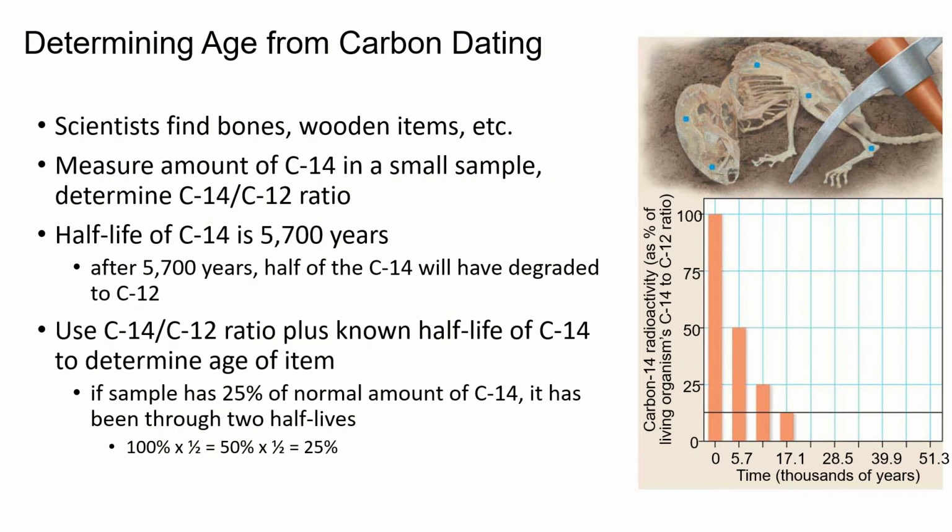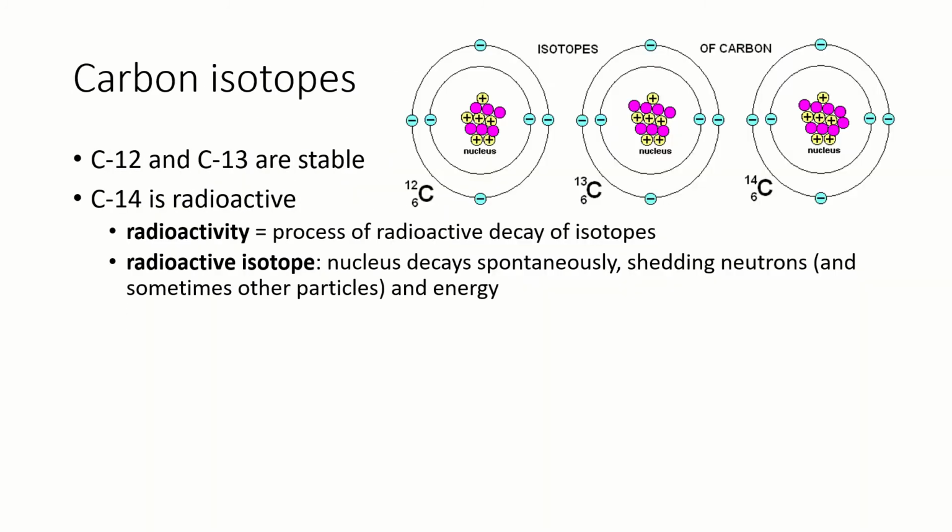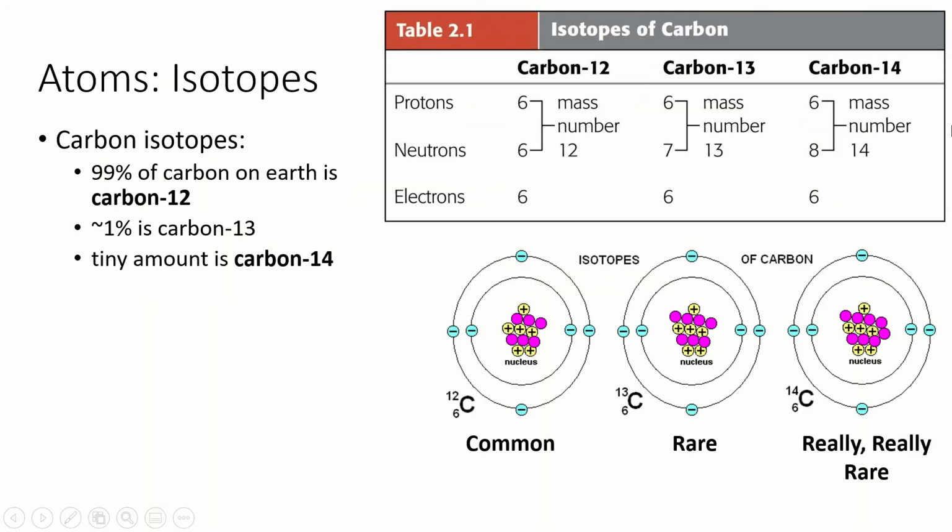Okay, now let's go back to one other thing. This only works on things that were alive. So how do we figure out how old rocks are? This goes back to other isotopes. So if we go back all the way to here, these are carbon isotopes, but remember I said there were lots of other isotopes? We can use other naturally occurring isotopes.